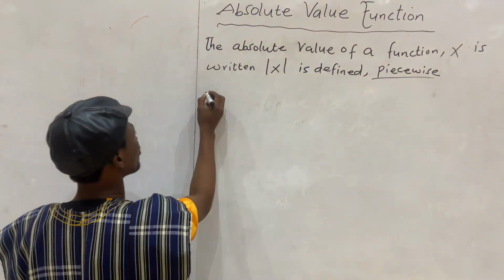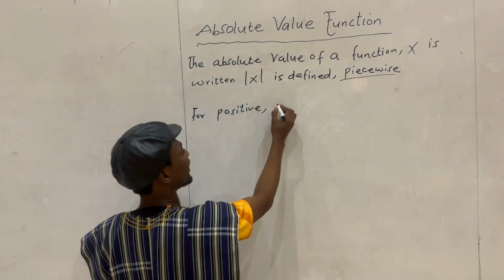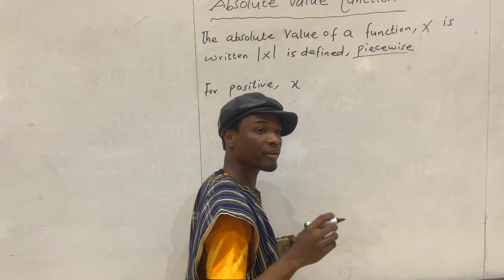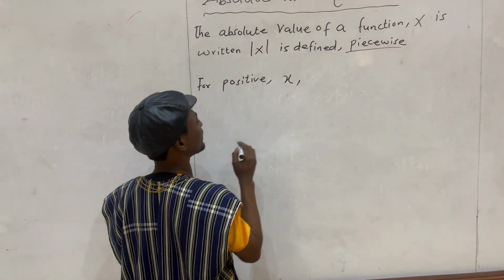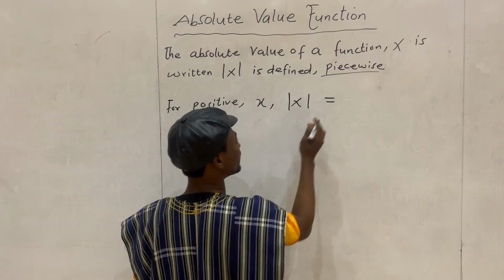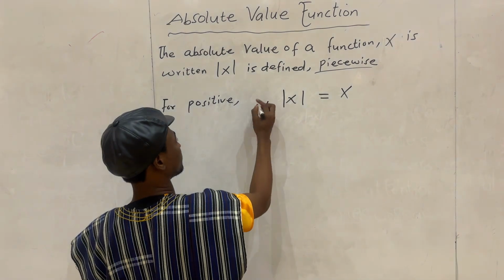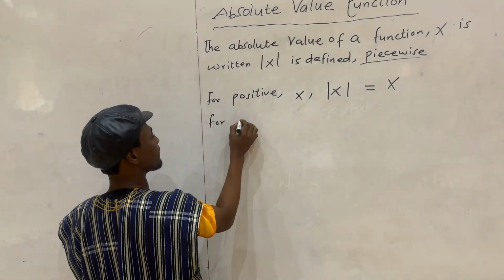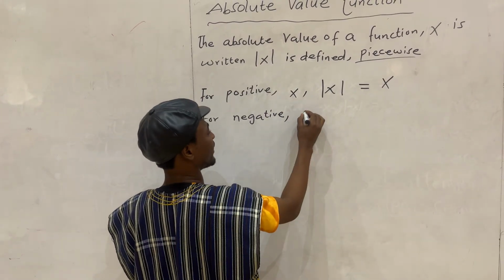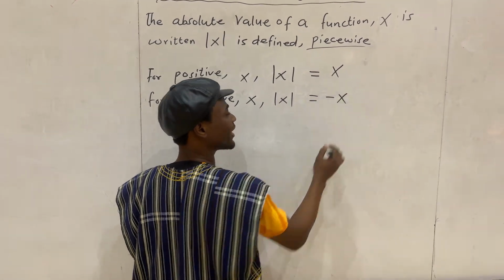So let's say for positive x, this way, we will say that the absolute value of x should be equal to x. And for negative x, we have the absolute value of x should be equal to negative x.